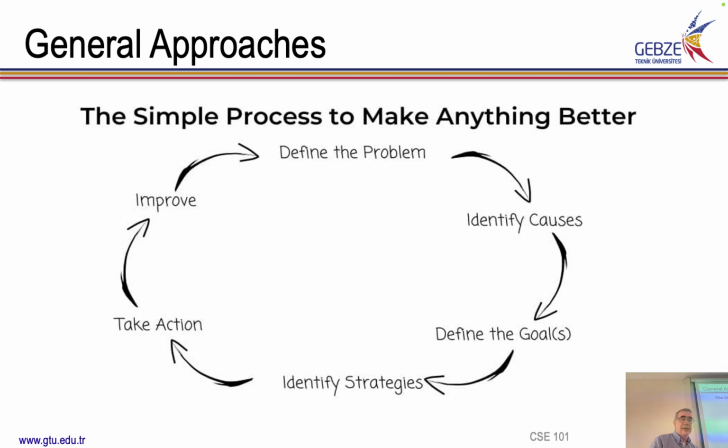Generally, the analysis part is more important. You define the problem, identify causes, define the goals, identify strategies, take action, improve, and continue. So iteration. Not repetition, but iteration. This is one general approach. So you may not solve it at the beginning. Your design may require multiple thinking.